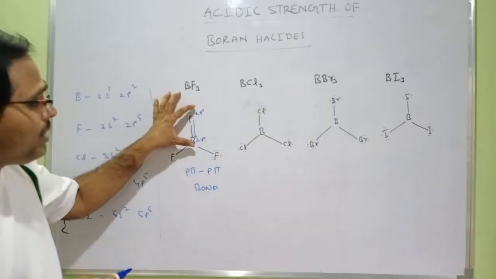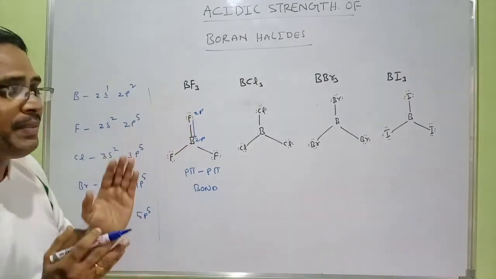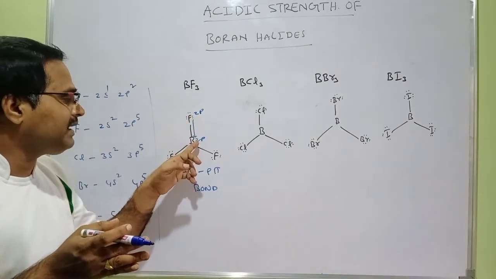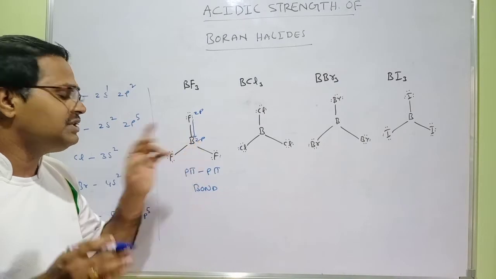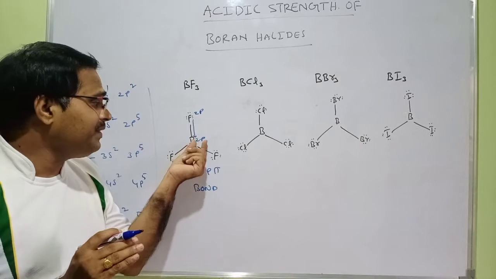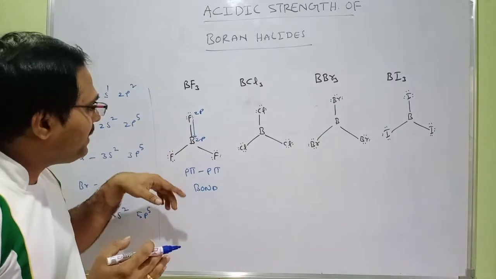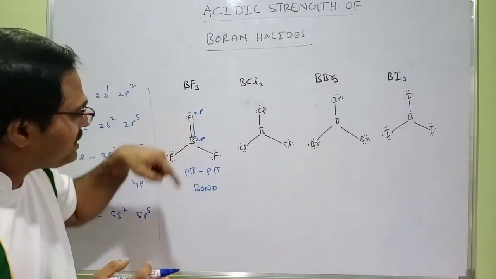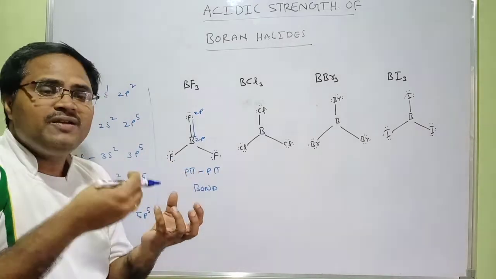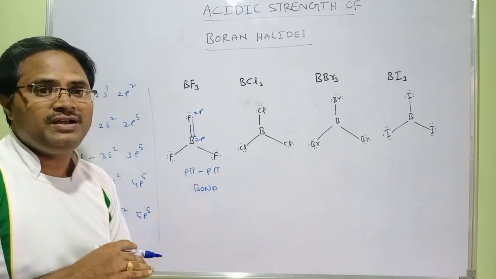And here the overlapping between these two p orbitals is very strong because there is size compatibility. Both have the same size. That's why this 2p can interact strongly with this 2p. Then what would happen? The empty space around boron will decrease. When overlapping happens, the lone pair will try to enter the empty orbital, isn't it? Then the empty orbital will be filled by the lone pair to some extent. Then its Lewis acidic nature will decrease.